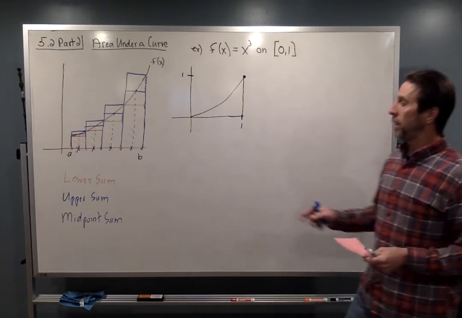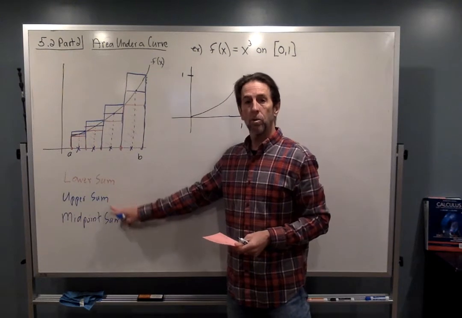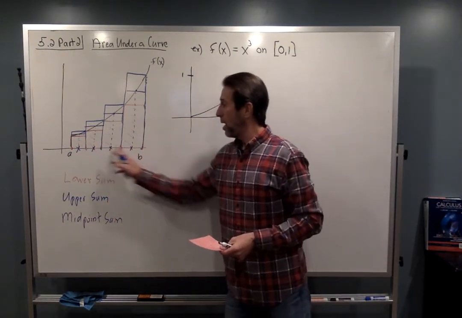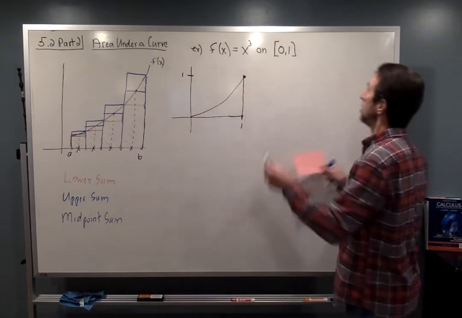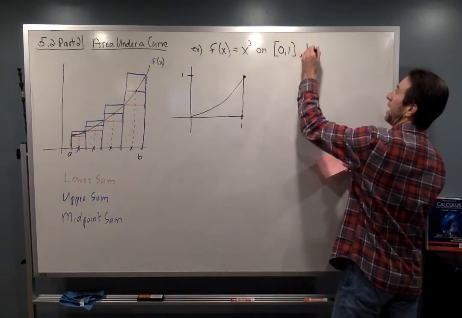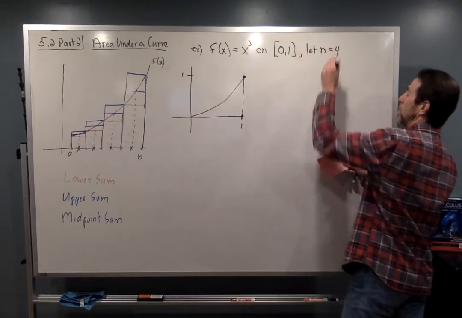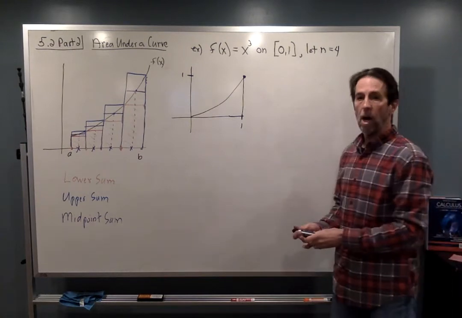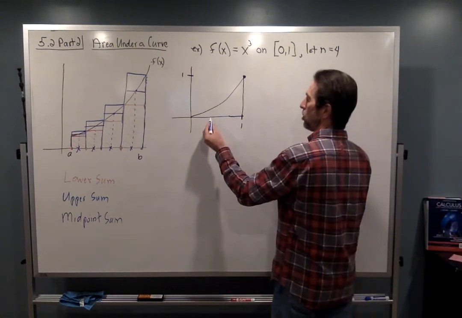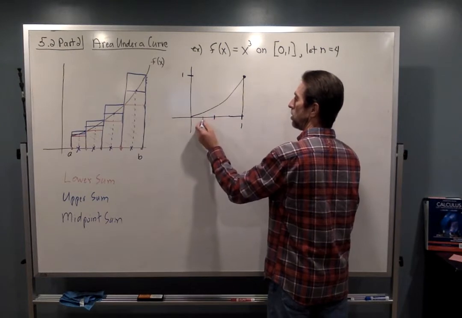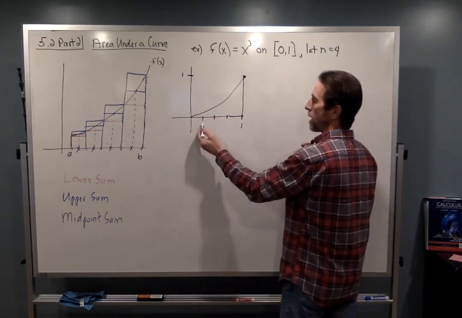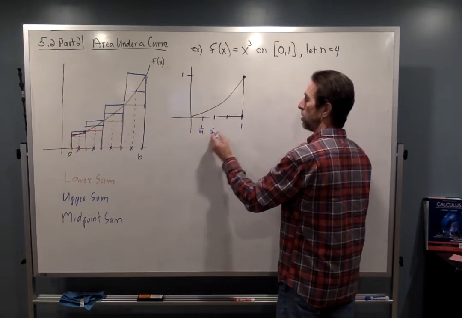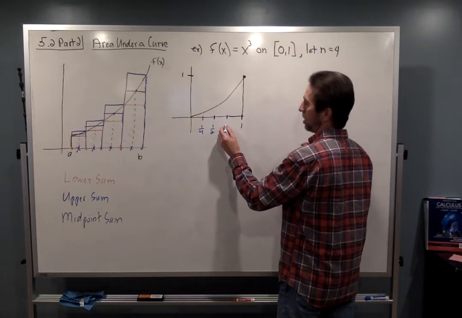Now, I'm going to do it by finding all three of these: upper sum, lower sum, and midpoint sum. Also, I need to know how many intervals to divide it into. So I'm going to say let n equal 4. Okay, so let's find the upper sum first. I first divide this into 4 parts. When I do that, I know that's 1/4, that's 1/2, and that's going to be 3/4.